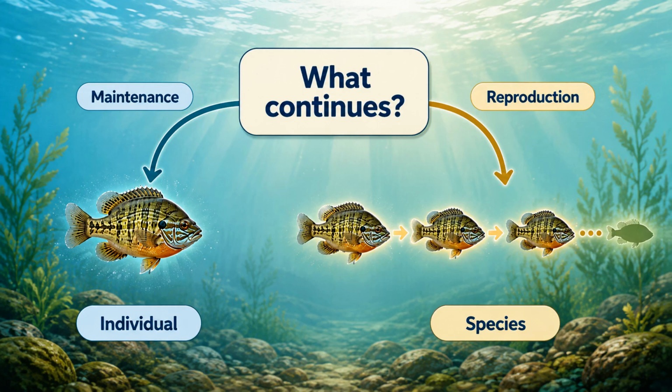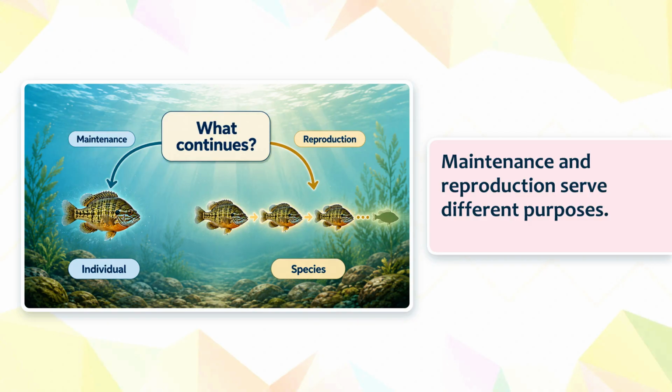Maintenance keeps an existing organism functioning, but reproduction adds new individuals. One organism can survive without reproducing, while continued reproduction is necessary for the species to persist across generations over time. That difference tells us why both processes matter. Maintenance and reproduction serve different purposes. One supports the current individual, the other supports continuity across generations.